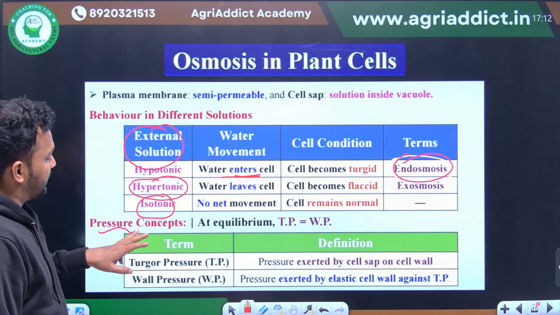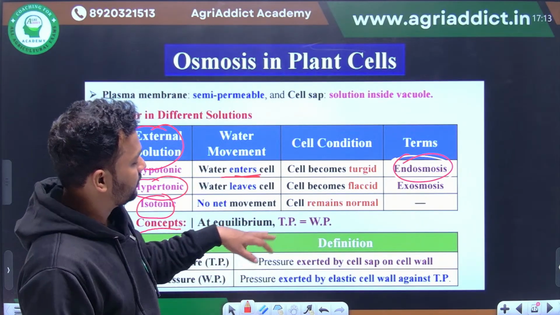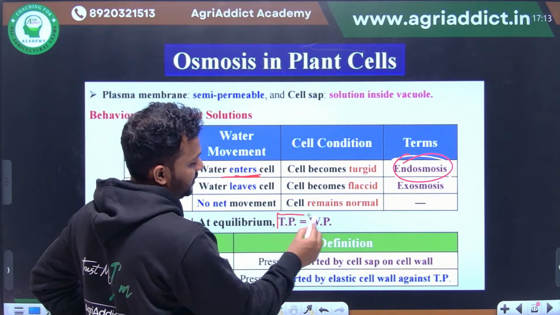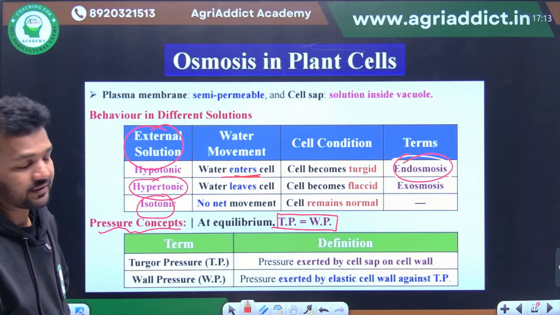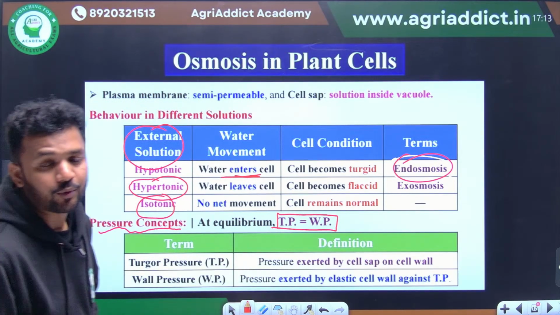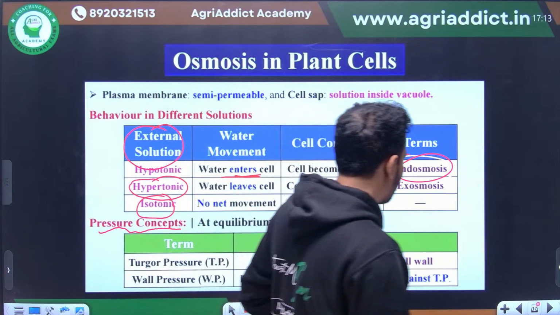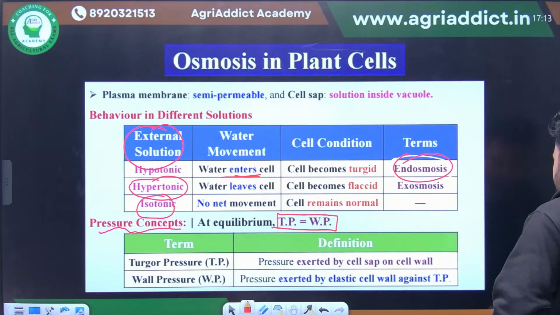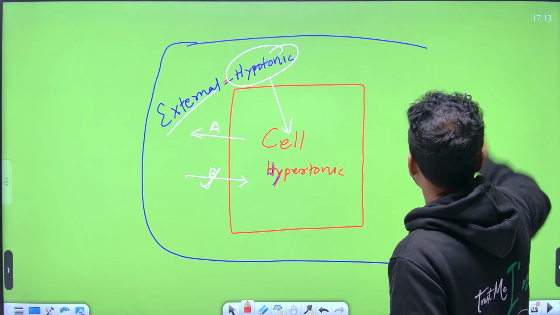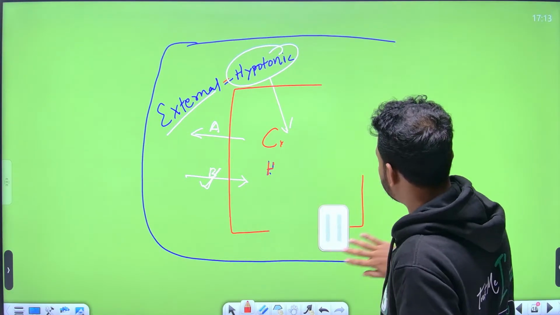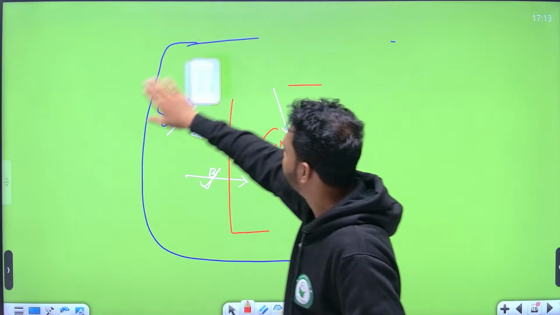Now let's see the pressure concept. At equilibrium, turgor pressure is equal to wall pressure. What is wall pressure and what is turgor pressure?